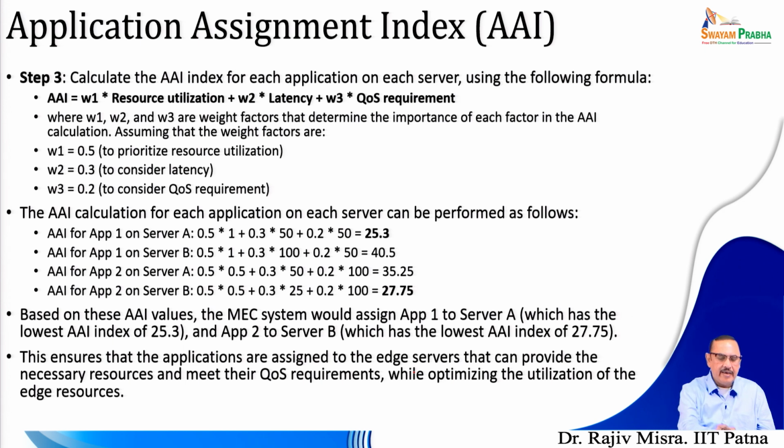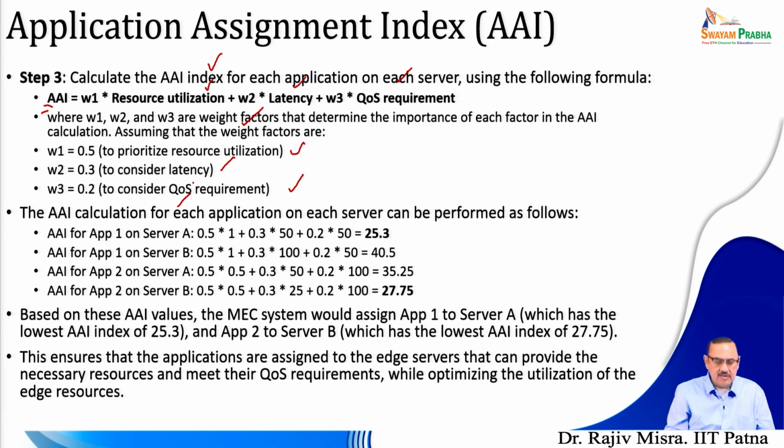And then calculate the AI index for each application on each server using the formula: application assignment index is equal to W1 multiplied by resource utilization plus W2 into latency plus W3 into QoS requirement, where W1, W2 and W3 are the weight factors that determine the importance of each factor in AI calculation. Assuming that the weight factors are 0.5 to prioritize the resource utilization, 0.3 to consider the latency and 0.2 to consider the QoS requirement.